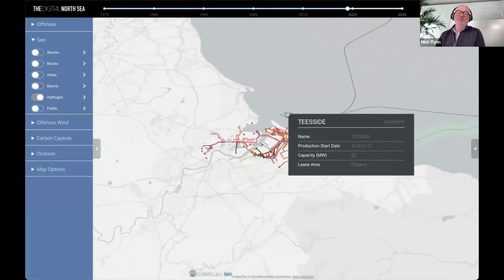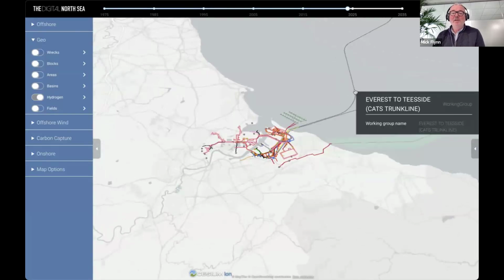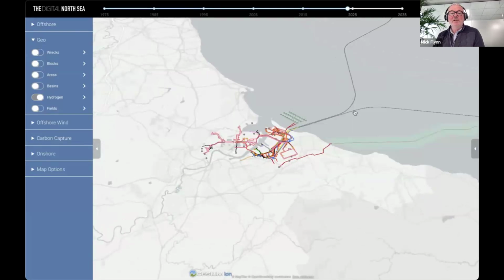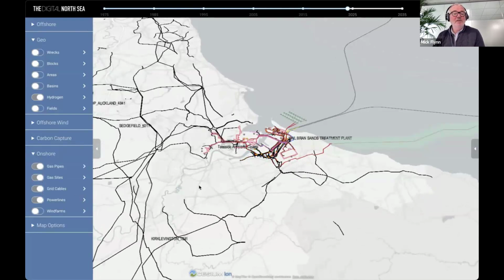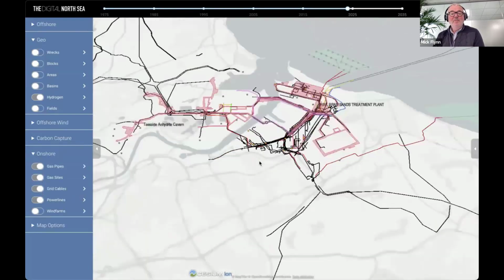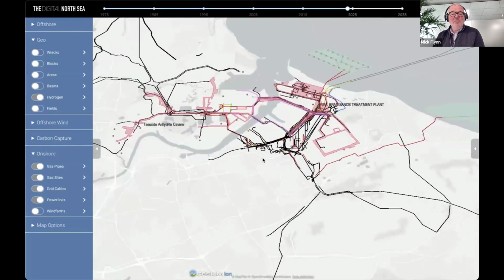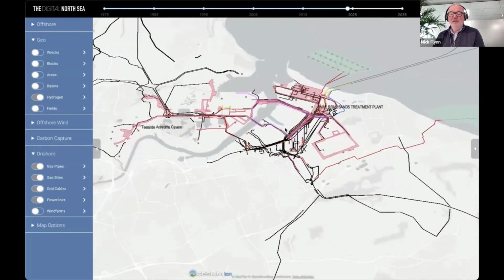So the model here is showing the gas coming in from the Everest and Lomond fields into the CATS network, the Bray gas pipework coming in. We've modelled in the existing gas networks that could be reused. The power lines are in there. It looks a little bit like a dog's dinner at the moment. There's a lot of data that's in there.